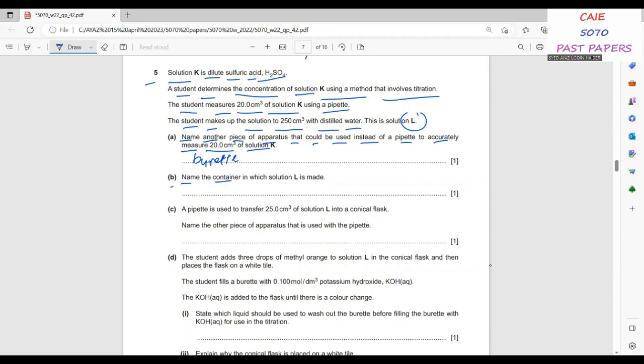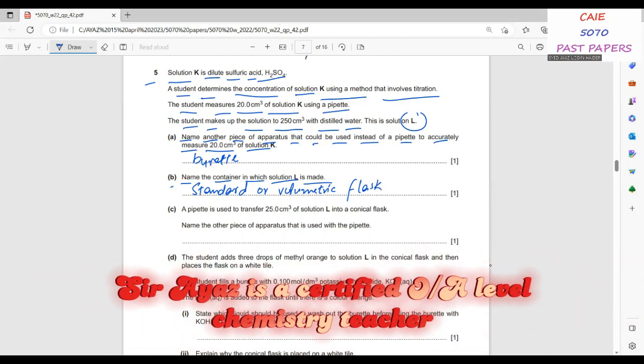B, name the container in which solution L is made. Standard flask or volumetric flask. C, a pipette is used to transfer 25 cm cube of solution L into a conical flask. Name the other piece of apparatus that is used with the pipette. Now it's important, we have to use the bulb with pipette. This is the shape of the pipette. And use bulb, it's also known as pipette filler.